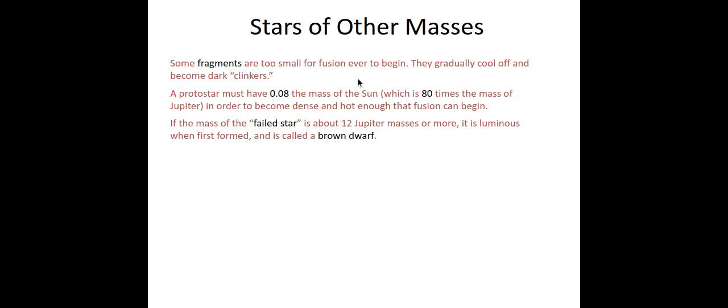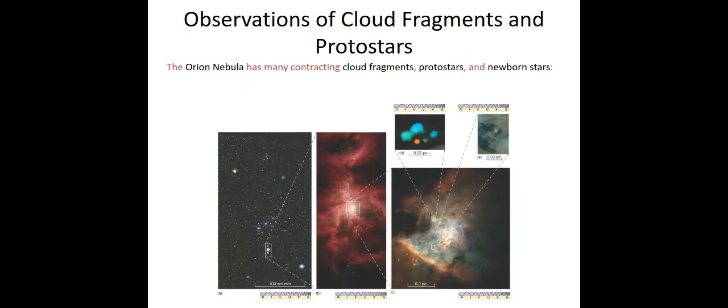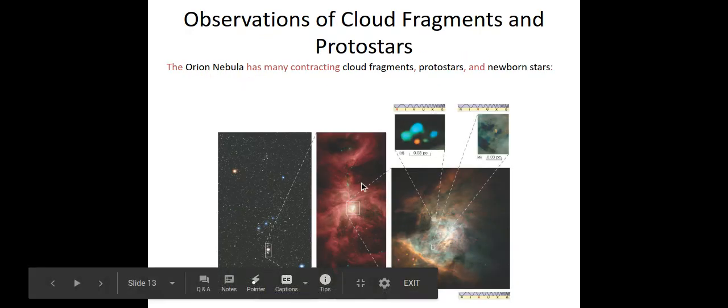Some fragments are too small for fusion to ever begin. So on your flowchart, off of a protostar, I would have like another little curly thing off to the side showing a brown dwarf. Okay, so brown dwarfs are basically failed stars, and they just don't have enough mass for fusion to start.